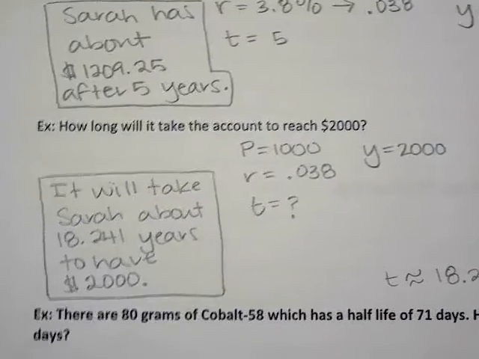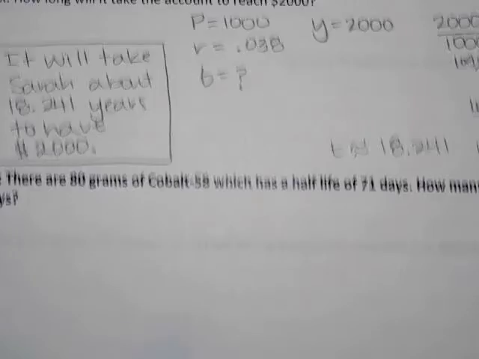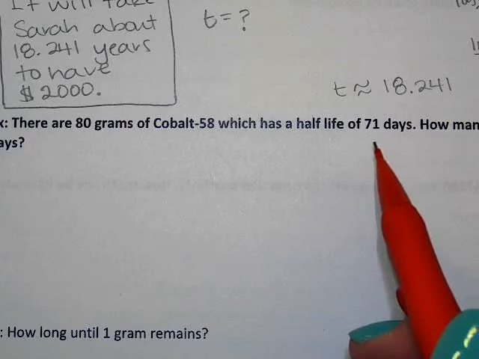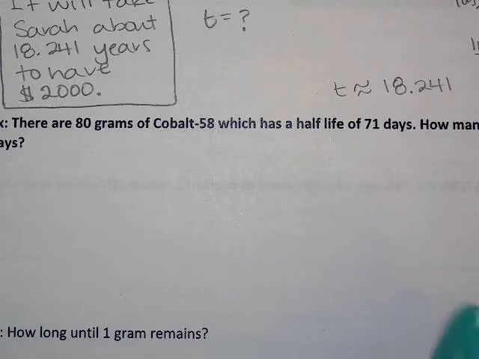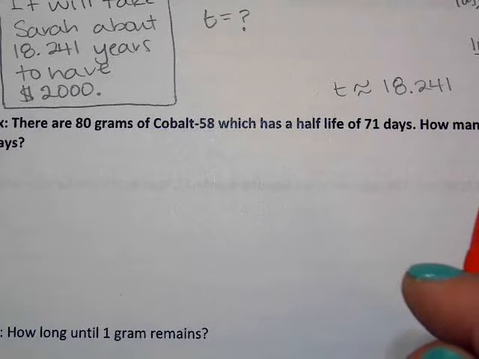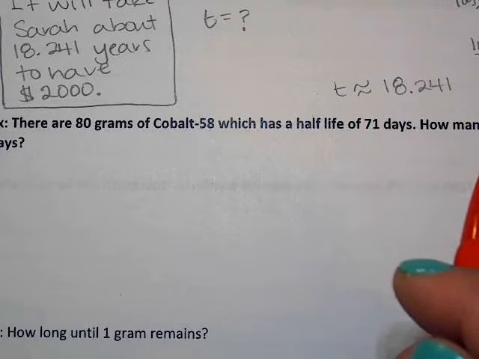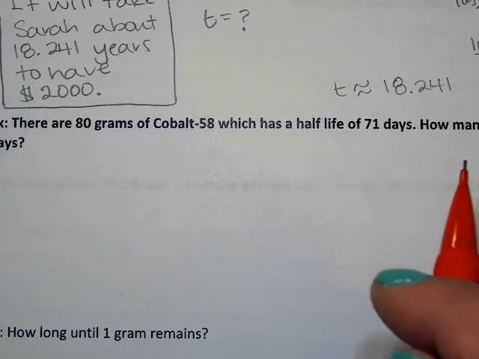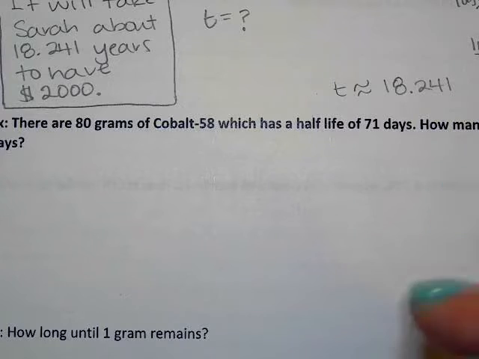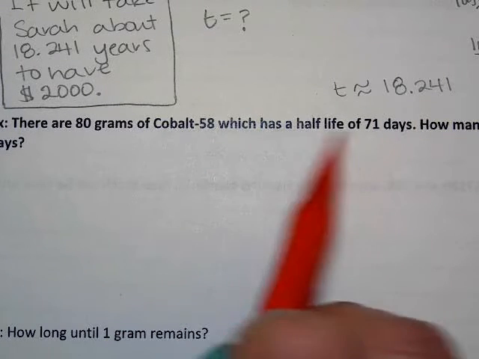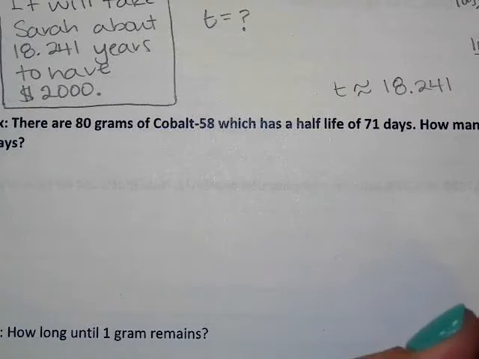All right. There are 80 grams of cobalt-58, which has a half-life of 71 days. What does it mean when we say half-life? It's the time it would take for about half of an object to radioactively decay. Yes. So there are 80 grams of cobalt-58. It has a half-life of 71 days. How many grams remain after 250 days?